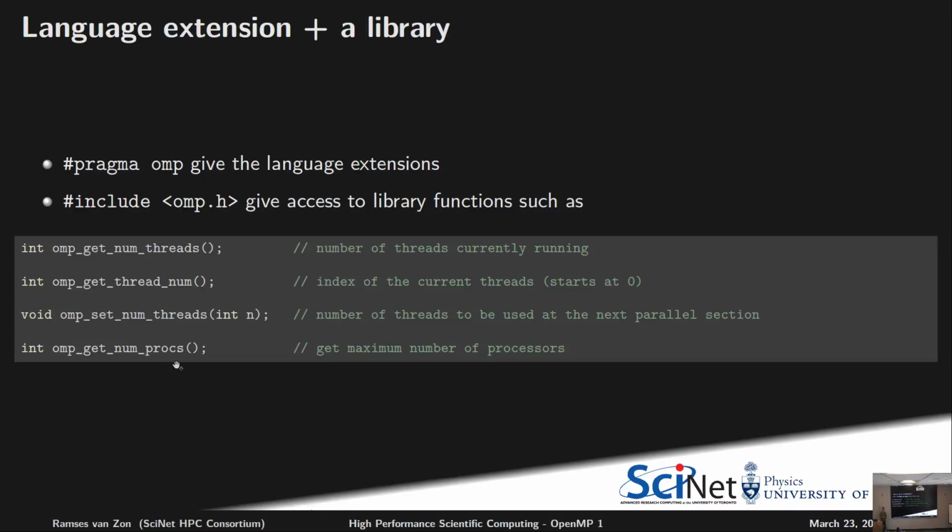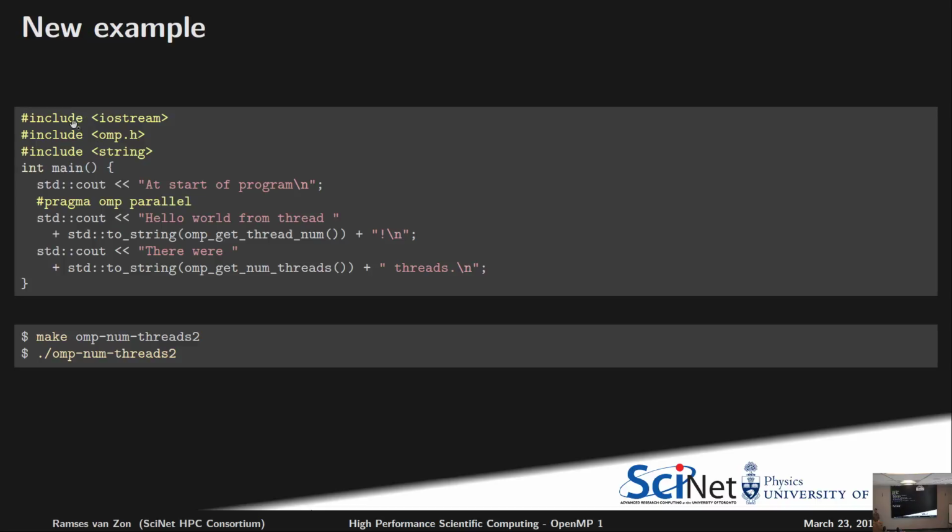So there can be a difference between the number of threads and the number of processors, because I can set this environment variable. So I have access to that through the library. And because it's a library, I need to include a header file for it so that these functions are known. But I don't have to include anything to have the pragmas work. That's a compiler extension. So here are some of these functions. I get the number of threads and the thread number. So let's see what happens when I do this.